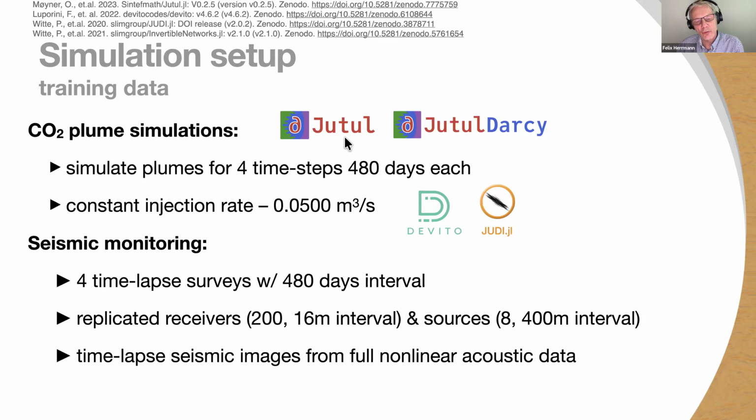And so everything we do is based on open source packages. We use JUTUL, a Julia package that can do battery simulations, but also the Darcy equation, and that's relevant for multi-phase flow. And we use Devito for seismic, which is an open source just-in-time compiler for finite difference stencil-based calculations for the wave equation. And then we have an inversion framework based on top of that, which is called JUDI. It's not linear, it's just an inversion framework.